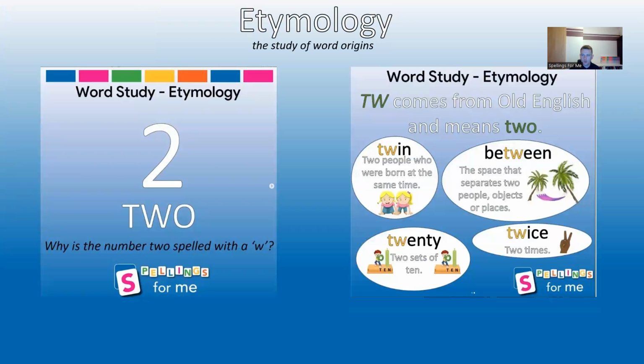And we give in the workbooks real life examples of this. So TW comes from Old English and means two. So we have an example of a twin, two people who are born at the same time. Between, the space that separates two people or objects. Twenty, two sets of 10, or twice.